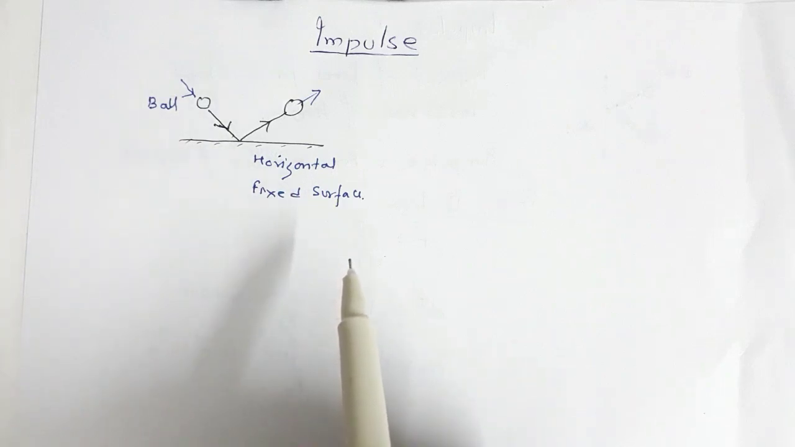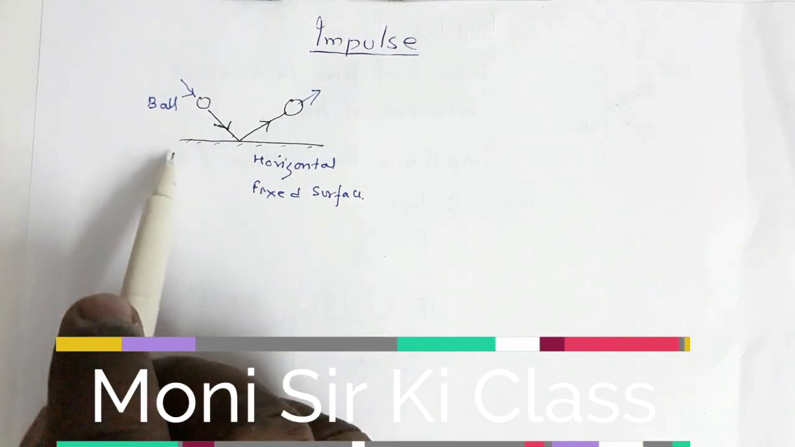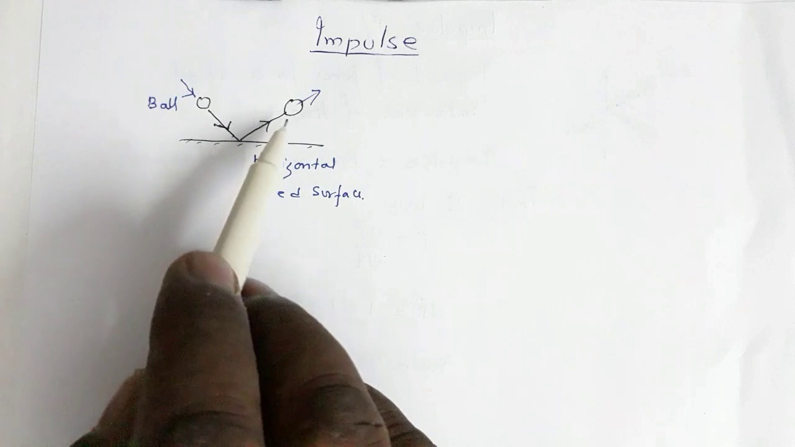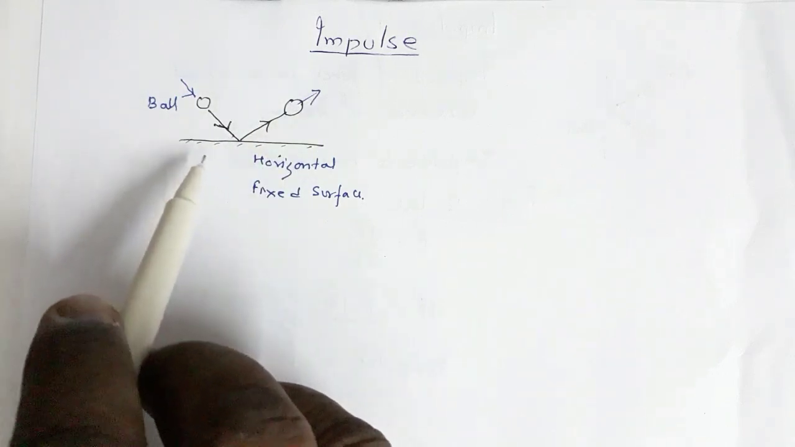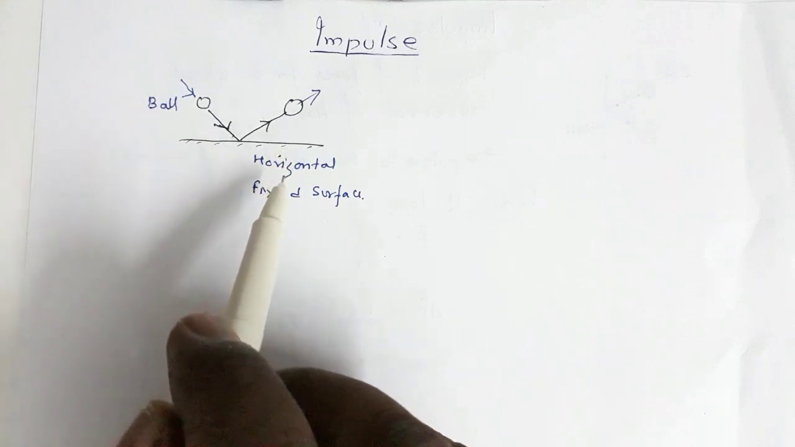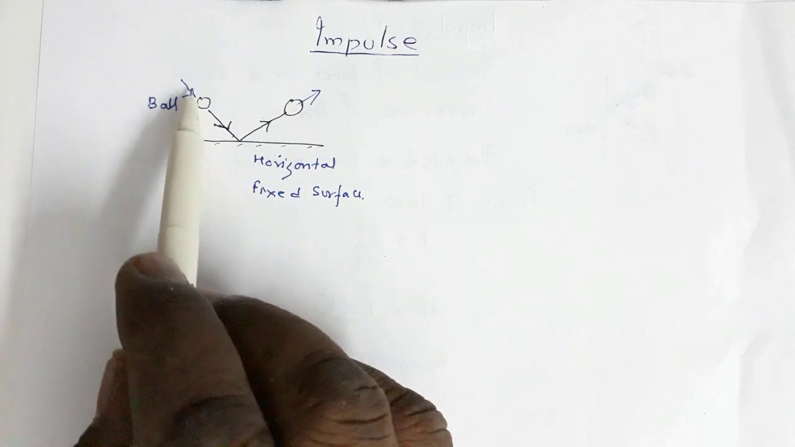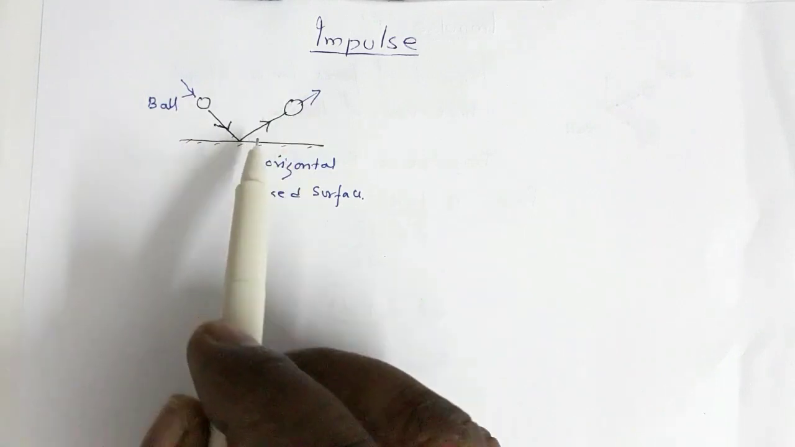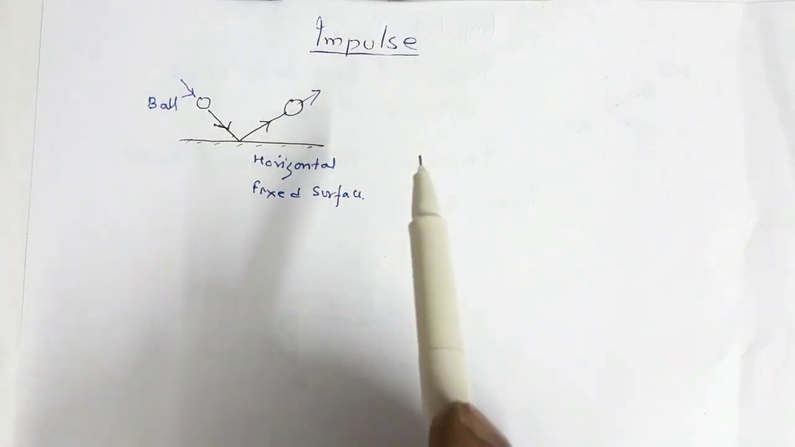In this video I am going to give a short introduction to the term impulse. Let us see one example. Suppose we have a horizontal fixed surface and a ball strikes the surface and then bounces in another direction. Now in this case the force and the time of impact may not be that pronounced, but there is a considerable change in the momentum. So such cases come under the purview of impulse.